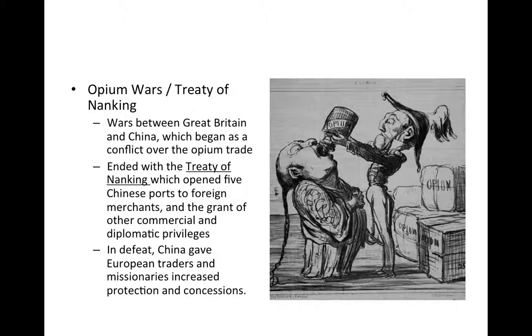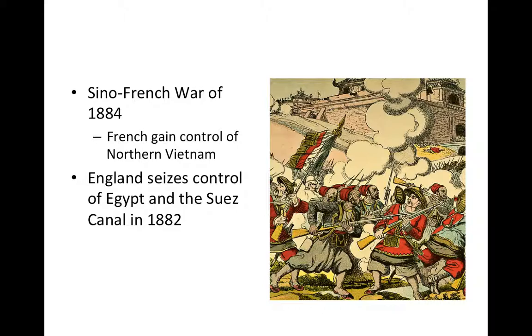So remember, England never really controlled China, with the exception of perhaps Hong Kong, but there was a lot of influence and economic intervention by the British and the French. All right, the Sino-French War of 1884, it's another great example of economic imperialism. This could also be an example of conflict.